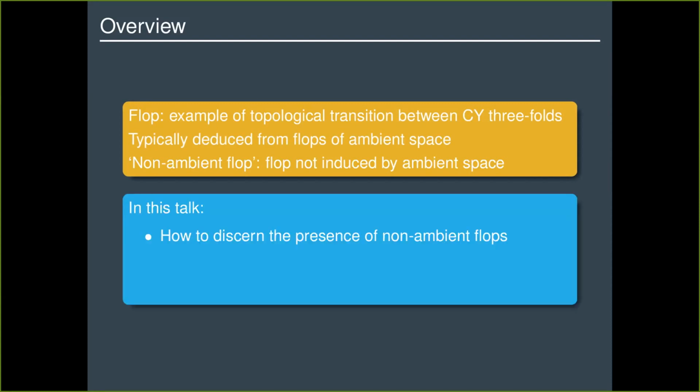And what I'll talk about is how to discern the presence of these non-ambient flops, how to explicitly perform them to get a description of the space on the other side, and what kind of insights one gains from understanding these.